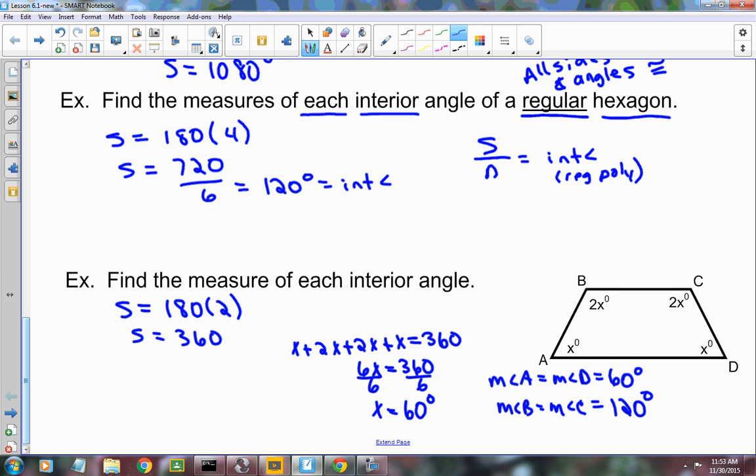Regular, you just have to divide by the number of sides, and one where it was not, and that's when you have to add all the angles together and set it equal to the sum. Any questions before I go on to the next thing?